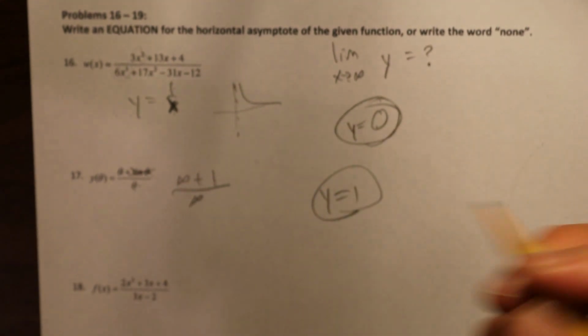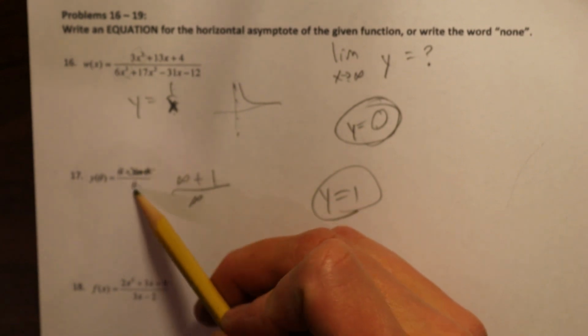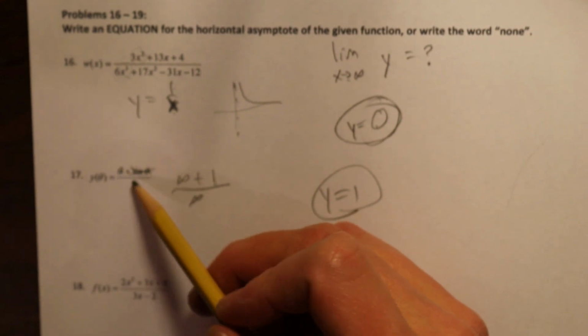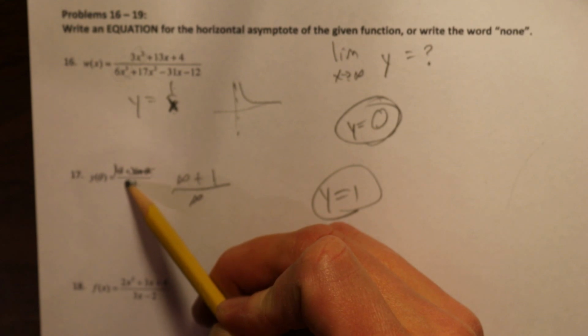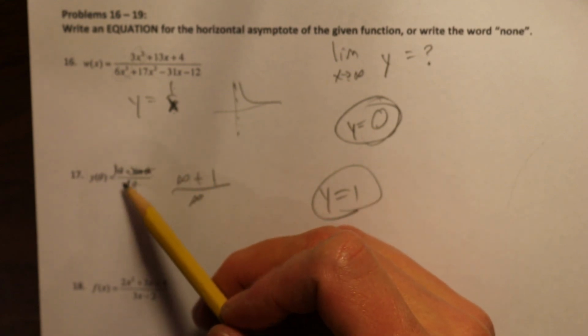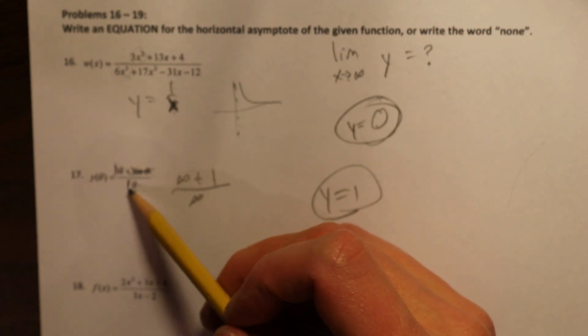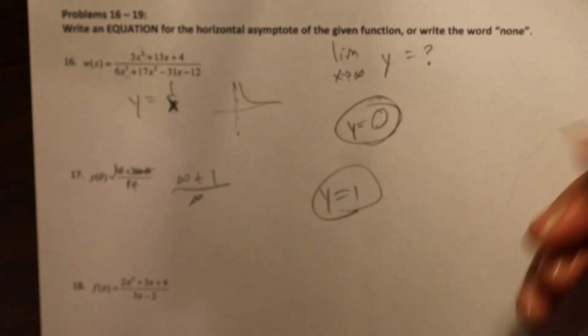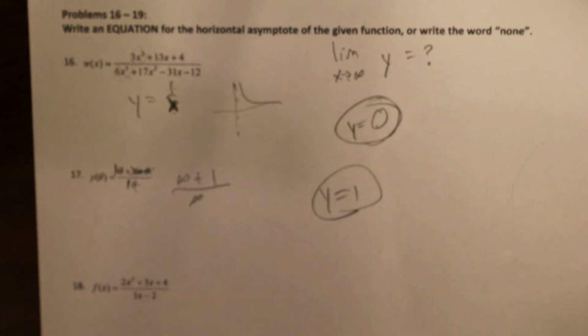Another way of looking at it, the greatest power of theta is a tie. It's in both the numerator and the denominator. Then you can just make a ratio out of their coefficients. And since both coefficients are 1, your ratio will be 1 over 1, which is 1.